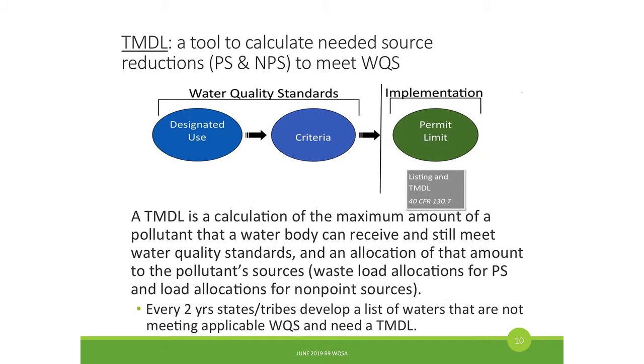So a TMDL is a tool to calculate the needed source reductions for point sources and non-point sources to meet water quality standards. It's really a calculation of the maximum amount of a pollutant that a water body can receive and still meet water quality standards. And they allocate that amount to point sources and non-point sources. So it's called waste load allocations for point sources and load allocations for non-point sources. And that would be a tool on the implementation side for an impaired water body.